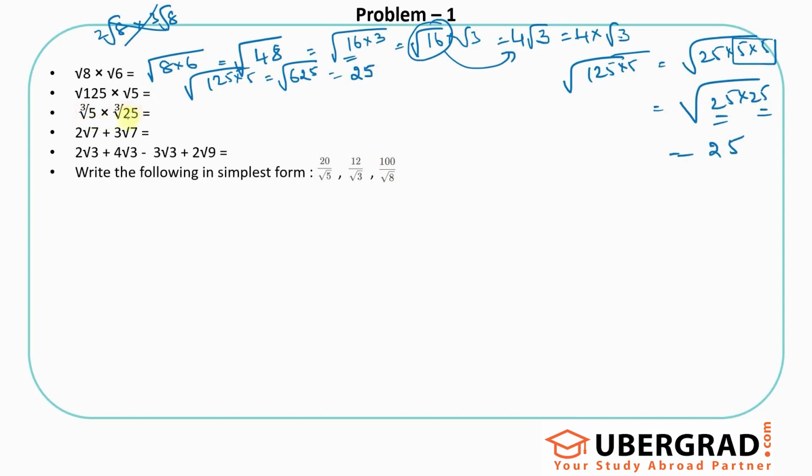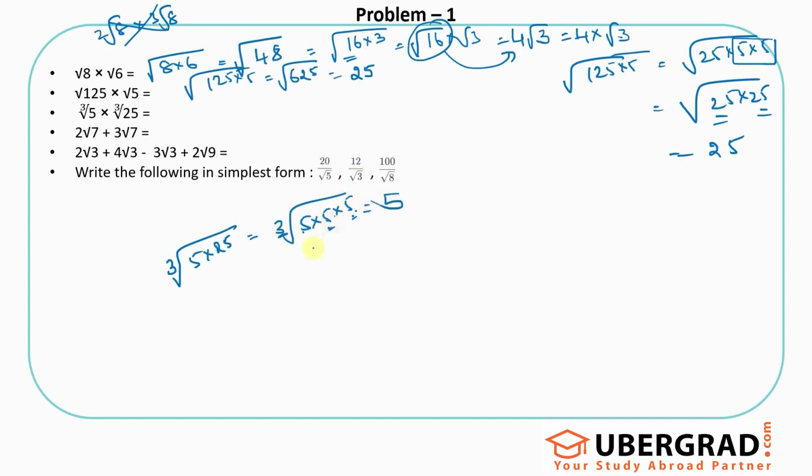Cube root of 5 into cube root of 25. So that will be, under the cube root, 5 into 25. 25 can be split as 5 into 5, right? This is 25. So totally I have 1, 2, 3 fives, the same number 3 times for cube root. That means it is equal to 5.